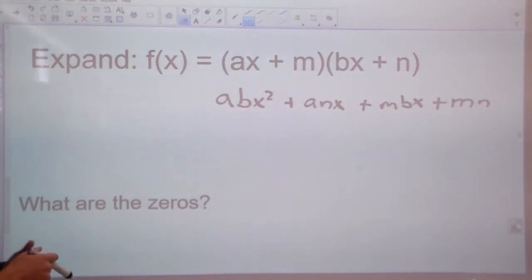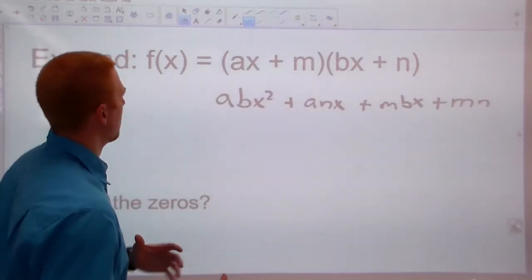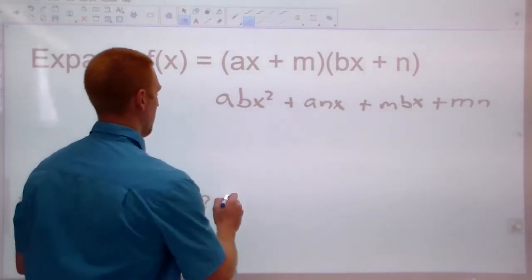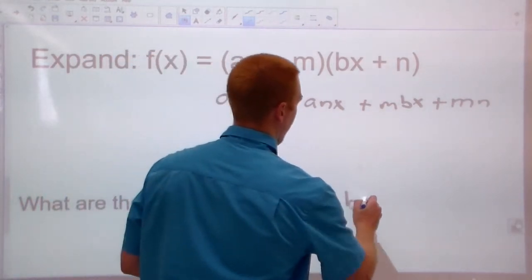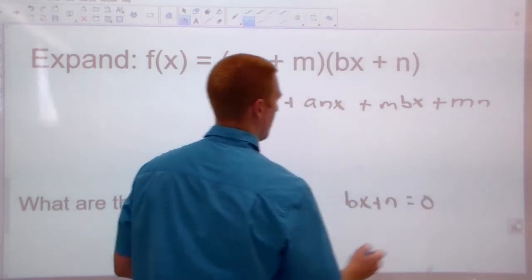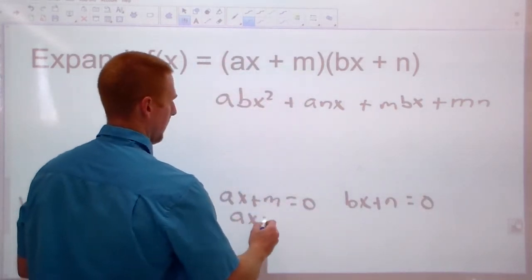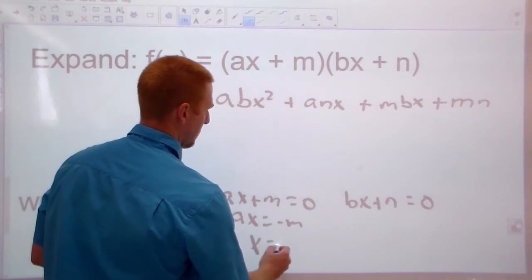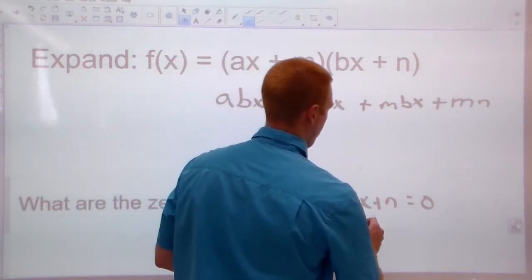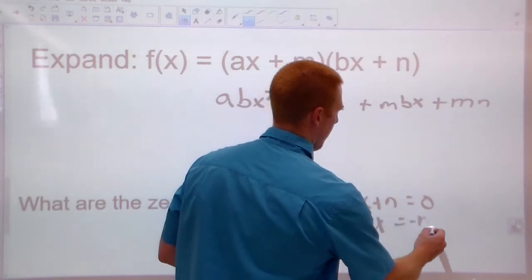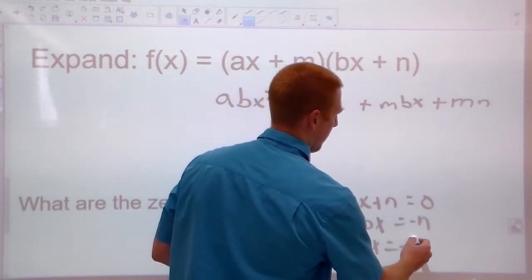So what are the zeros? Well, if we're going to find zeros, we set this equal to 0. So ax + m would equal 0. And also bx + n would equal 0. So ax would equal -m. x would equal -m over a. That's one zero. bx would equal -n. x would equal -n over b.